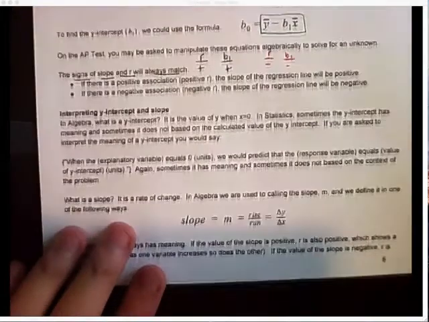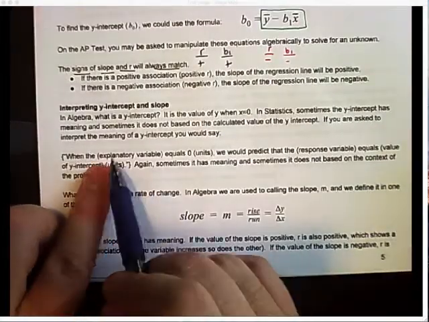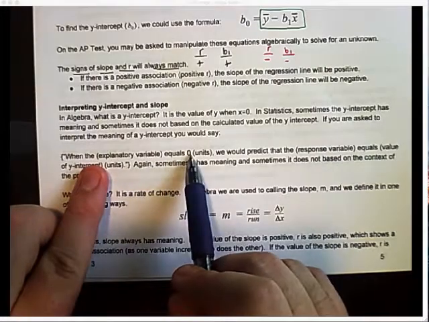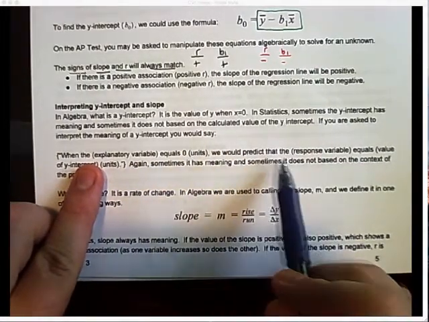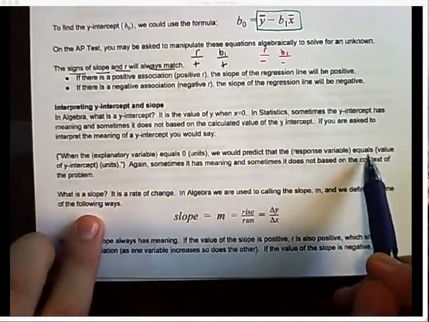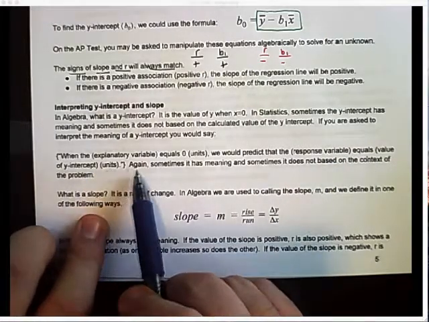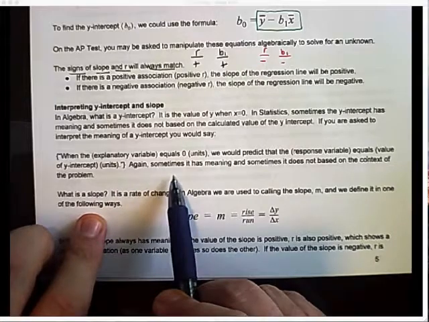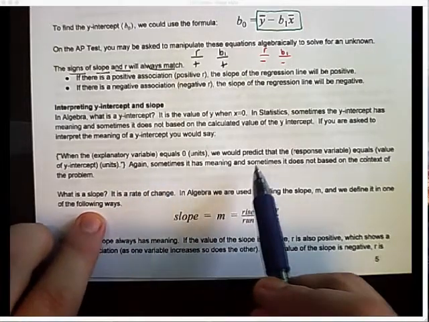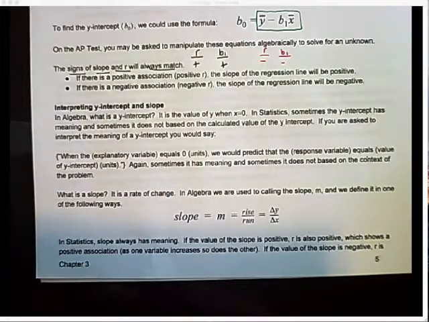All right, so here's how we would explain it. When the points per game equals 0, we would predict that the number of wins equals -4. And then I would mention this does not have meaning because a team cannot have -4 wins.